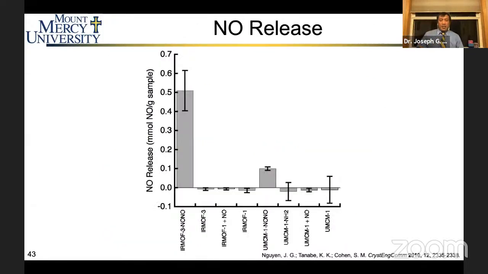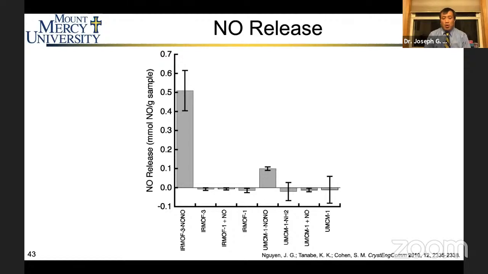Lastly, what I wanted to show you here for the NO release is notice that IRMOF3-NONOate and UMCM1-NONOate release nitric oxide. Some of these other controls, like IRMOF3 and UMCM1 amine, don't release any.